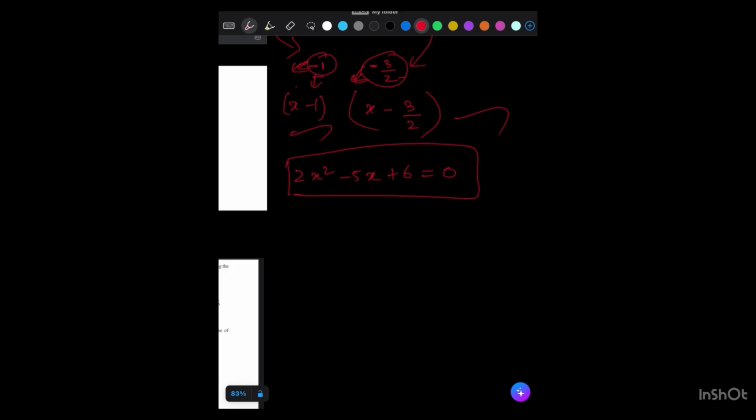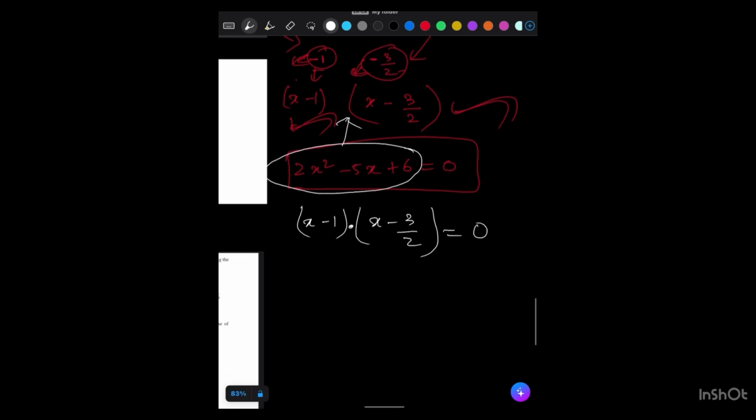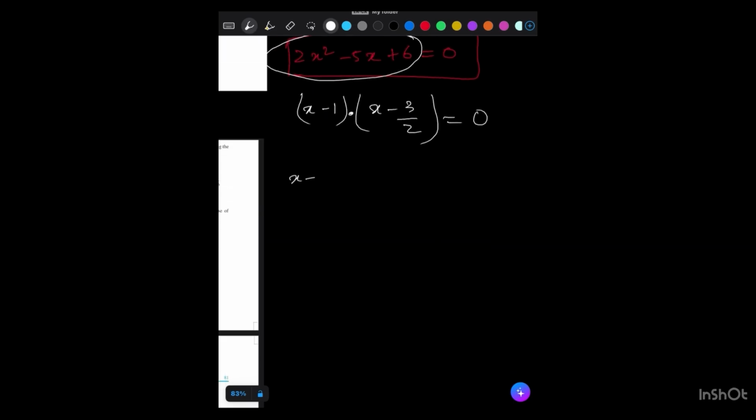And from that we derived these two, right? x minus 1 and x minus 3 by 2. So rather than using this particular equation, you can replace it with these two roots. So (x minus 1) into (x minus 3 by 2) is equal to 0. Since there is multiplication between these two terms, you can write it as x minus 1 equal to 0, x minus 3 by 2 is equal to 0.